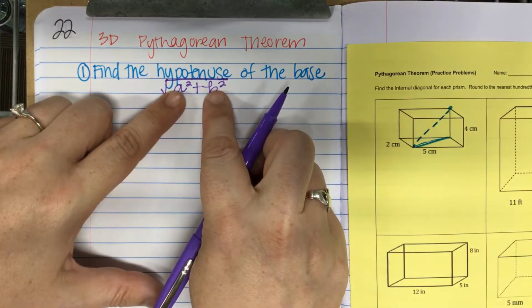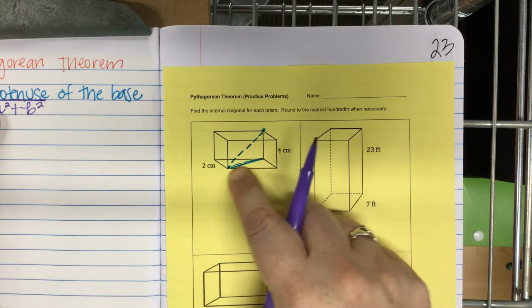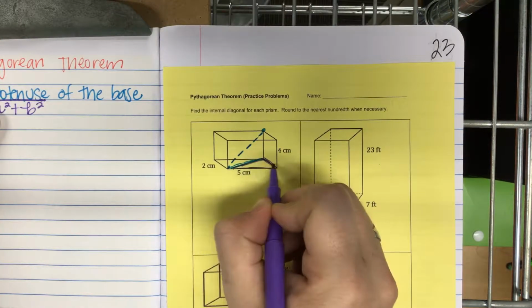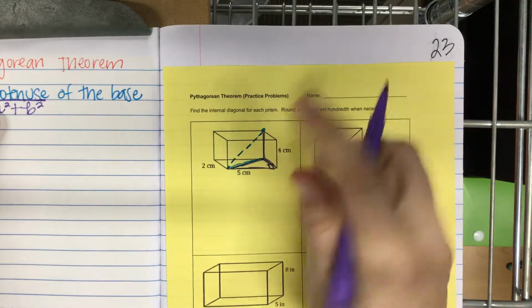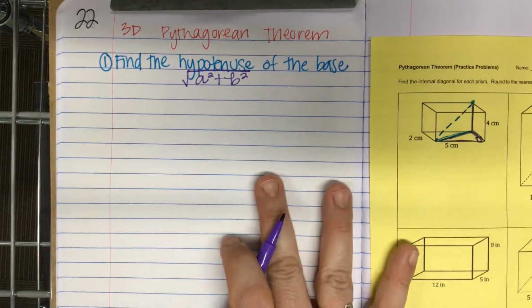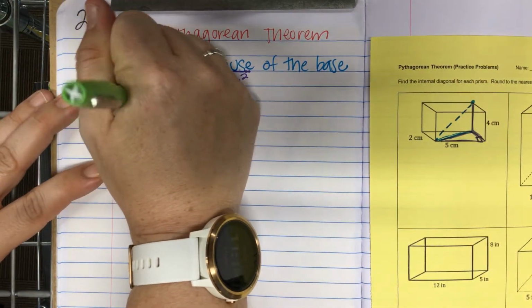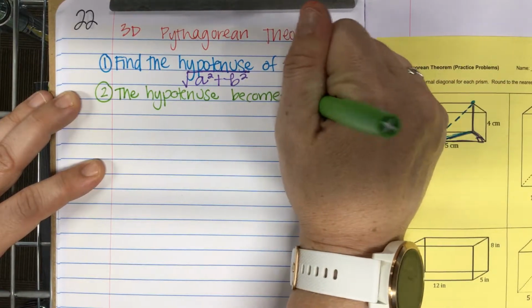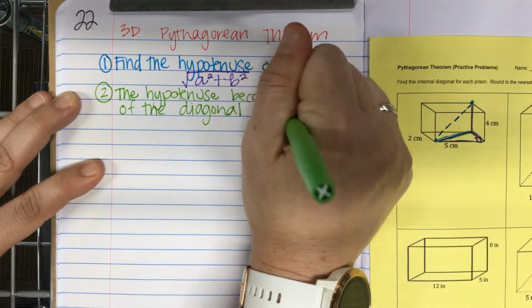And then this answer, this guy right here, becomes a new leg. Is that true? If this is your hypotenuse of your base, right? Even though this doesn't look like a right triangle, it is. So you found the hypotenuse, and now that hypotenuse is a leg for your inside triangle. So once you do a squared plus b squared and the square root of that to find your hypotenuse, the hypotenuse becomes a leg of the diagonal triangle.